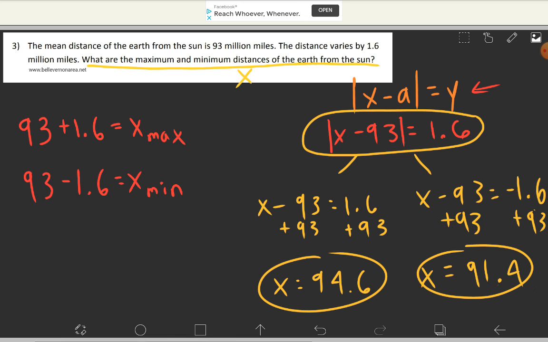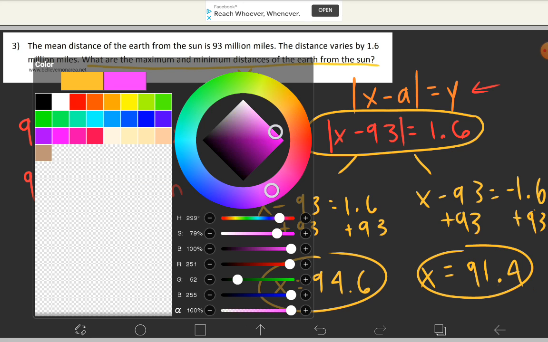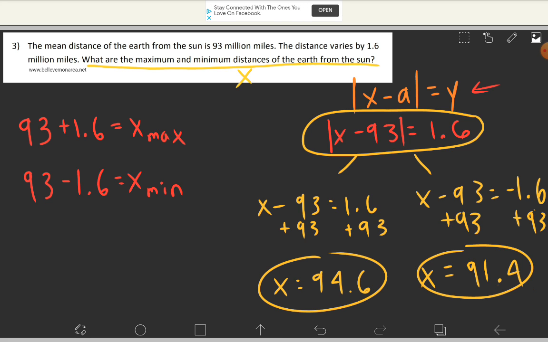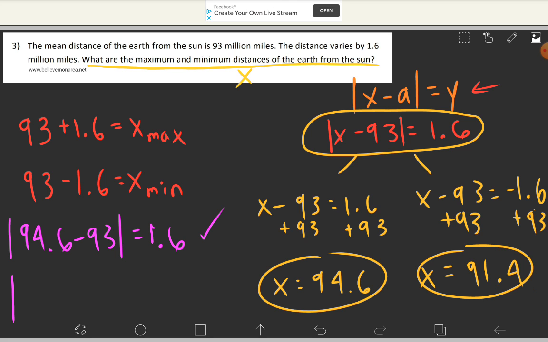So we want to double check that by plugging it back in. So what we're going to do, the absolute value of 94.6 minus 93 equals 1.6, which is correct. And 91.4 minus 93, which would equal a negative 1.6, but then we take the absolute value of that, so that will equal positive 1.6, which is correct.